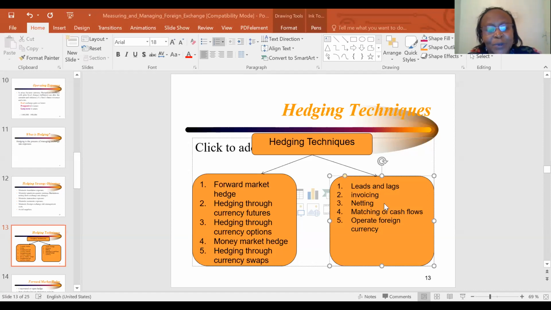But now matching is within the company. When you are issuing an invoice for a receivable, you make sure you have a payable maturing the same date you are being paid. It's just within the company itself alone. That is the only difference. They are more or less the same. We'll also be talking of money market hedge, which will also sound like matching, because it's still creating a receivable to match a payable.